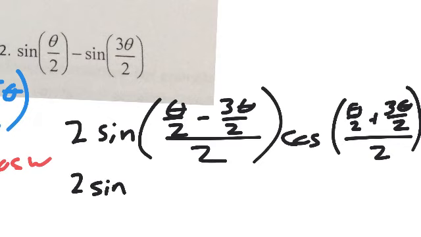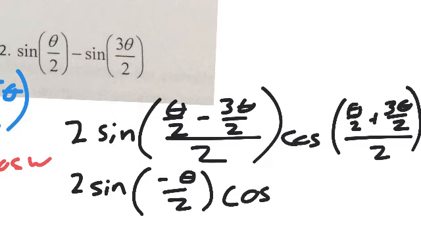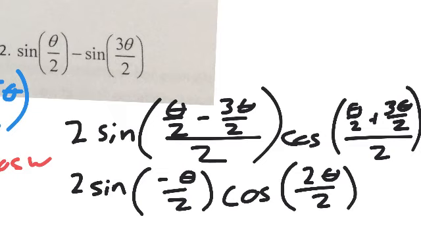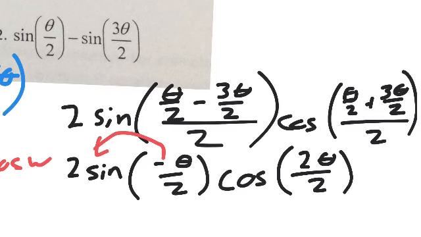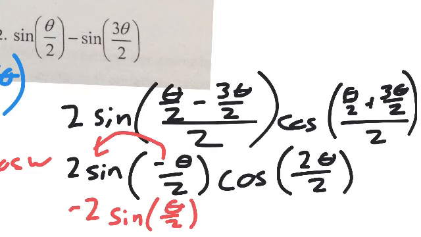So this is going to be 2 sine of, so that's a half minus 3 halves, which is negative 2 halves, which is just the same thing as negative 1. So that's going to be negative 1 theta, which is just negative theta over 2, times cosine of a half plus 3 halves is 4 halves. 4 halves is the same thing as 2, so that's going to be 2 theta over 2. Okay, this negative inside sine can come out front as a negative, so this is going to be negative 2 sine of theta over 2 times cosine of theta.